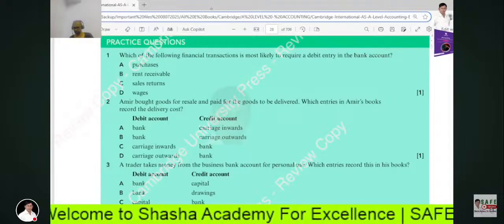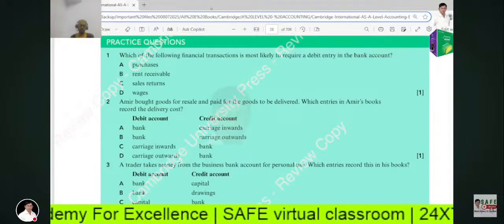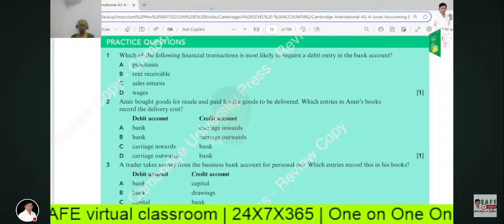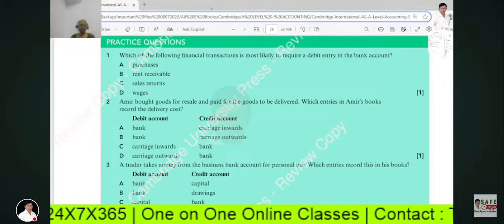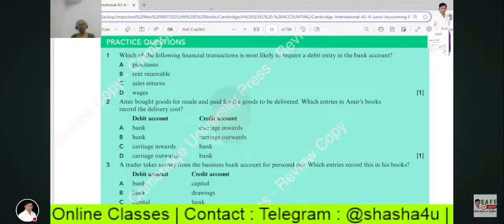Students, welcome. Today we'll discuss practice questions from cash transactions.